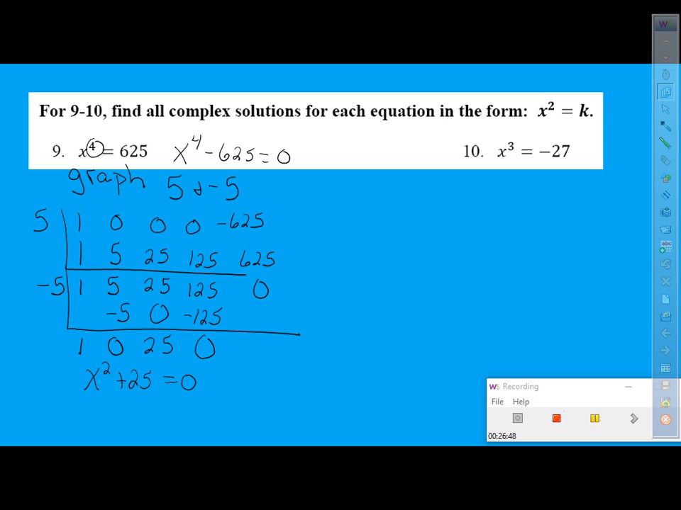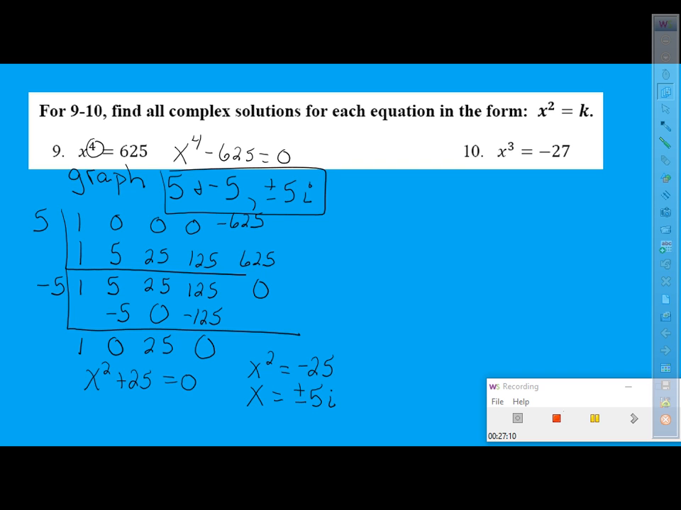Now we're just going to solve that. I'm going to subtract 25 from both sides. I'm going to square root it and get positive or negative 5i. So all of my solutions are 5 and negative 5, and positive and negative 5i. We're going to skip number 10 because it's the exact same thing.